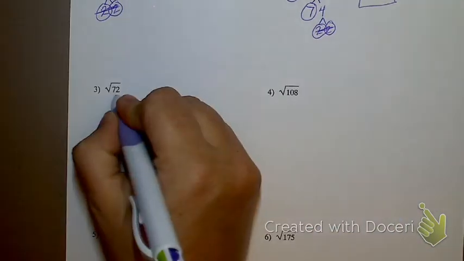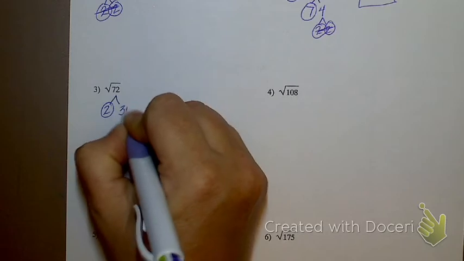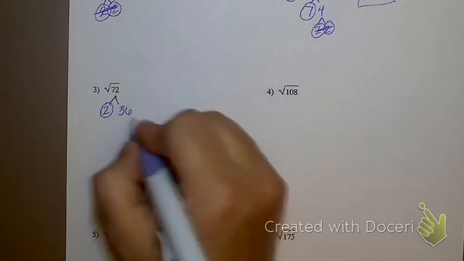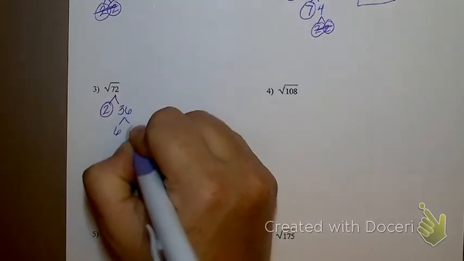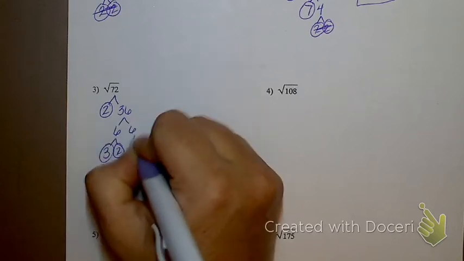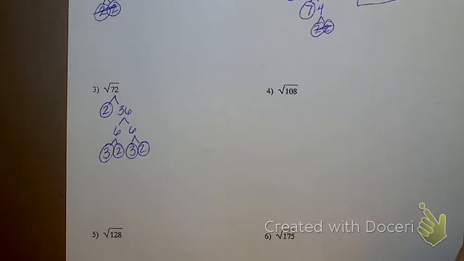Okay. 72. 36. They're not rad anymore. 2 and 36. Or 9 and 8. Go ahead and do 9 and 8 and see that you end up with the same numbers as I do. 36, I know, is 6 and 6. 3 and 2. 3 and 2. And all my branches are ended. Oh, so there's two 3s.